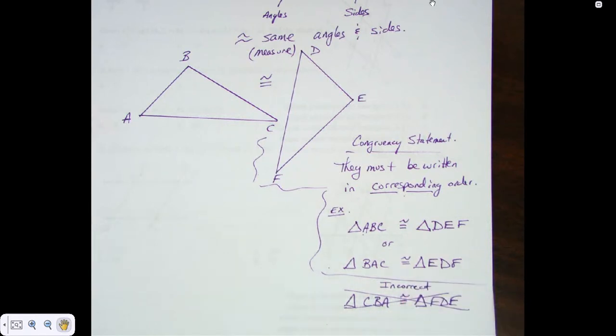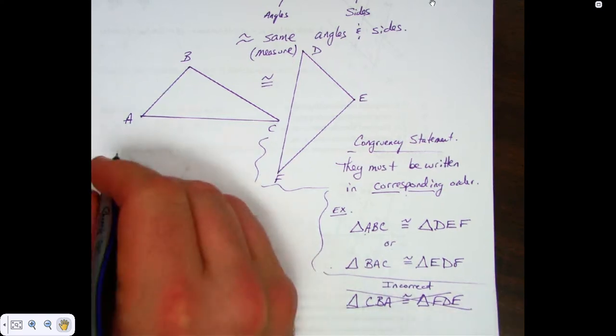That could be a multiple choice answer on an EOI test or a test I give. They could have both of these on there. And while you may think that that's right because it's using the same three letters, it's not. It has to be written in corresponding order. If a congruency statement is written properly, you don't even need a picture to tell me what's congruent to what.